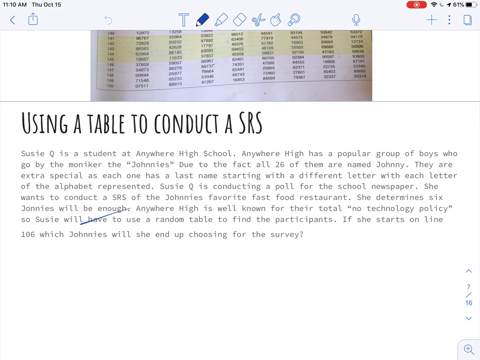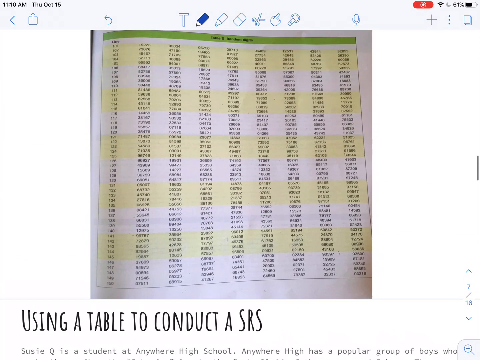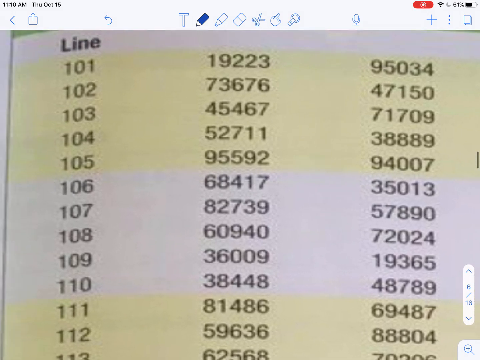So what I'm going to do here is assign the Johnnies 01 through 26 because we've got 26 of them, and we've got Johnny A, Johnny B, Johnny C, all the way through Johnny Z. I'm going to work in alphabetical order of their last names. Johnny A will be 01, Johnny B will be 02, Johnny C will be 03, all the way up until Johnny Y is 25, and Johnny Z is 26. So now I'm looking for 6 of them. I'm going to go up to my table. I'm going to go up to line 106.